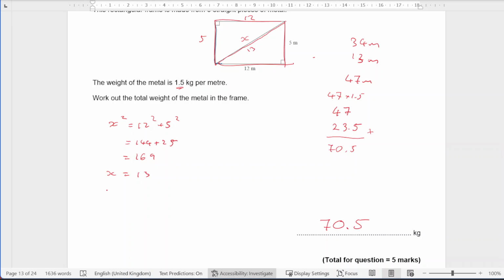When you've actually spotted that you're breaking it down into Pythag, add in the lengths, timesing that by 1.5, it's actually, if you know the strategy and the structure, quite a fairly straightforward 5 marks. It is difficult to spot though.